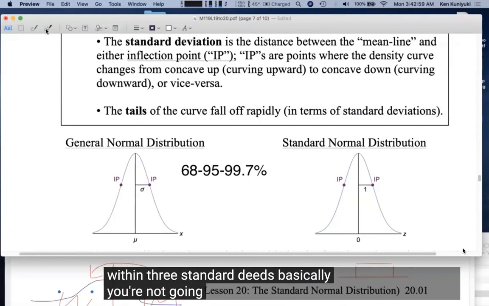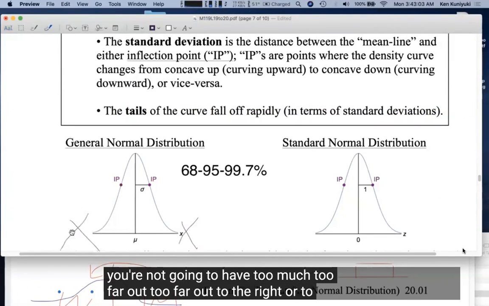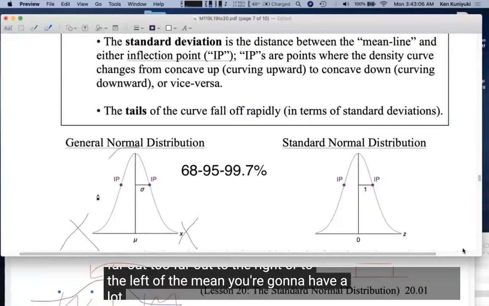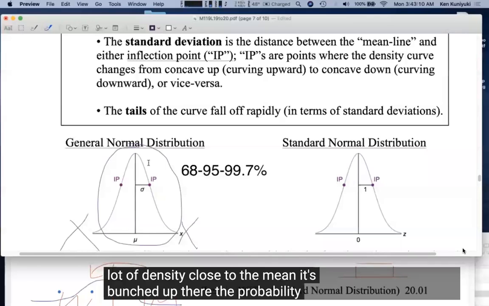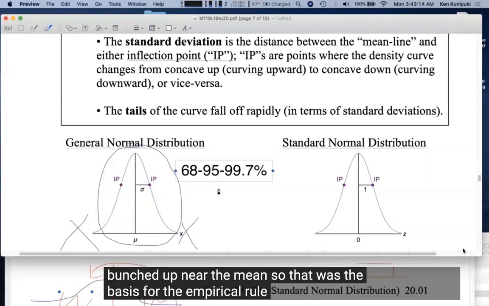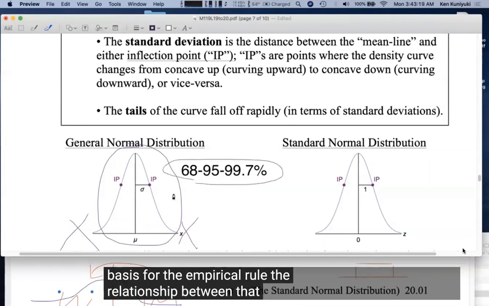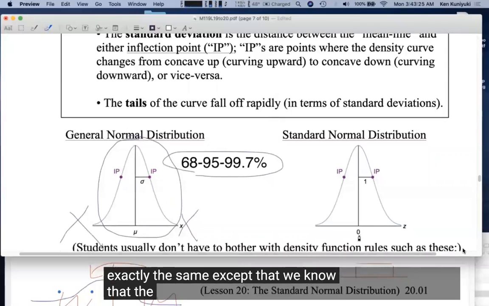Basically, you're not going to have too much too far out to the right or to the left of the mean. You're going to have a lot of density close to the mean. It's bunched up there. The probability mass is bunched up near the mean. So that was the basis for the empirical rule. Again, for a standard normal distribution, the picture is exactly the same, except that we know that the mean mu is 0 and the standard deviation sigma is 1.